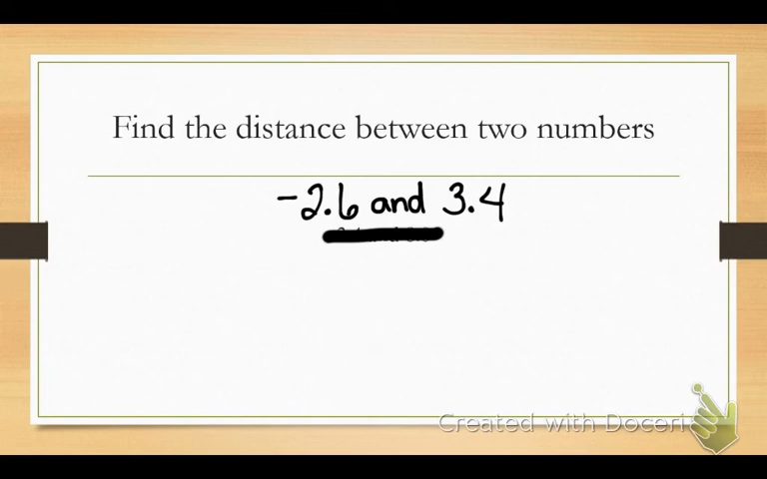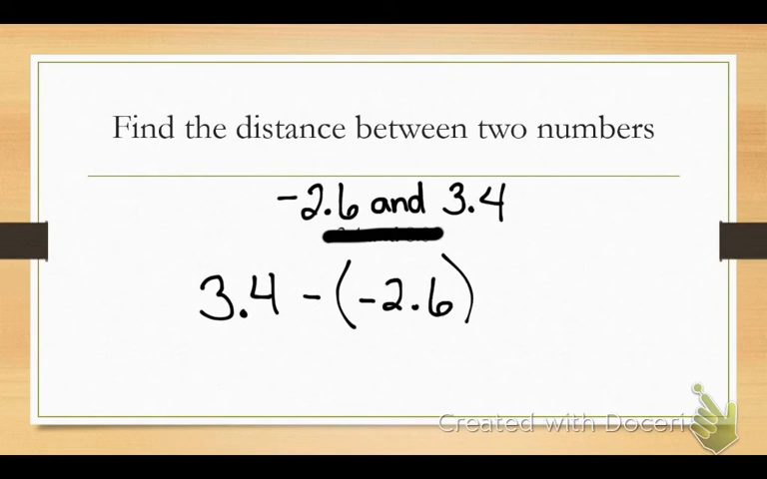So yeah, let's work on this. 3.4 minus negative 2.6. What's going to happen? Double negative. So now I add them. And when I add them, I get 6.0. Okay, 6. All right, distance between two numbers.